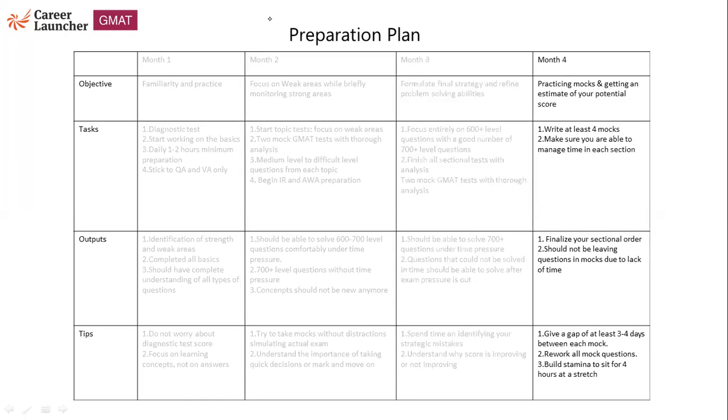Last, not the least, give mocks. A lot of times it happens that mock scores are stagnant. Whatever the first mock score was, the fifth mock also remains the same. Why? Because a similar mistake is there in the first and the fifth. It's going to be adaptive.